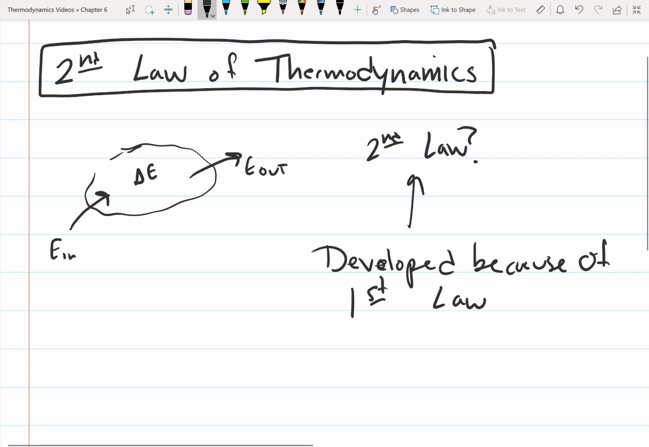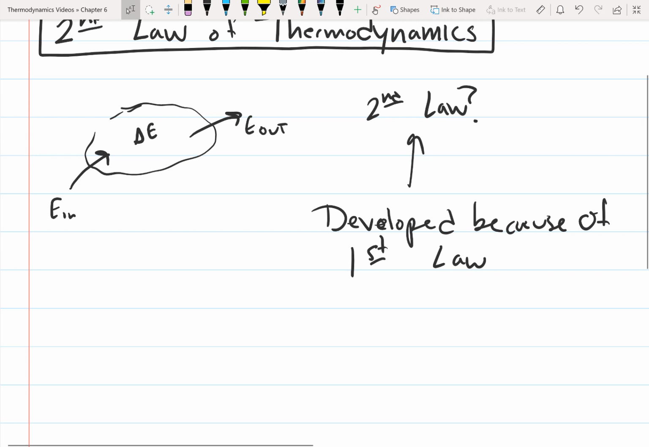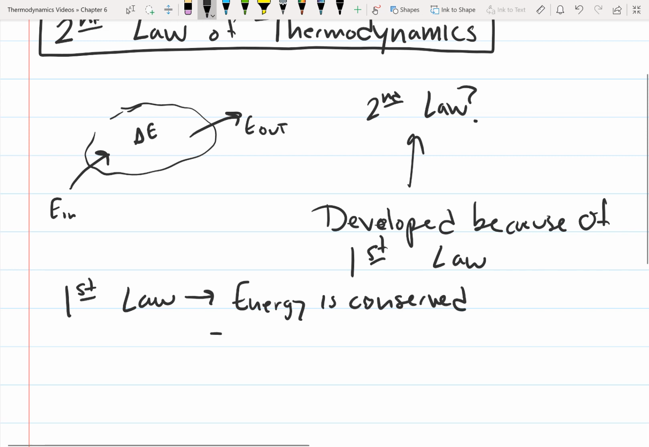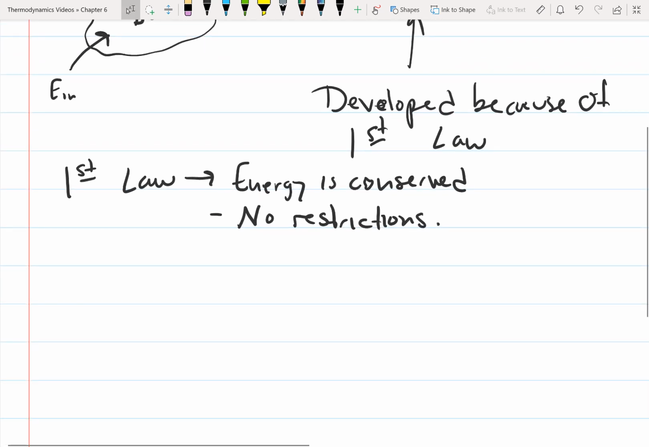Basically the reason why is that the first law says that energy is conserved, but the problem is it doesn't put any restrictions on how that happens. So what do I mean by restrictions? Well, let's look at some examples.